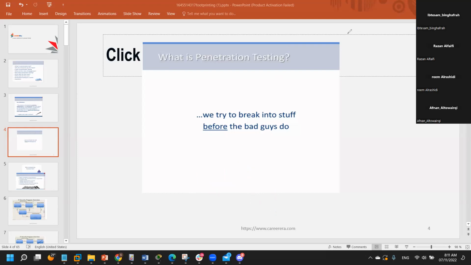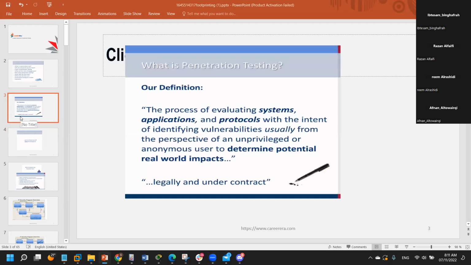But if you try to look at the books, what penetration testing is all about, it's going to give you a long definition, but it has the same exact definition that I just explained: we are trying to evaluate the system security. We're trying to look at whether there is a loophole or an issue that the attacker can use to really compromise the system.